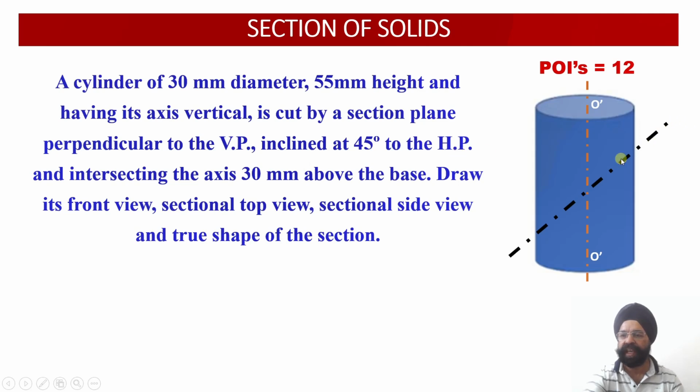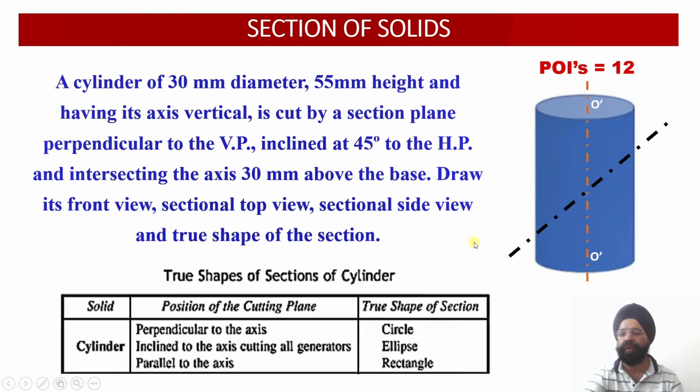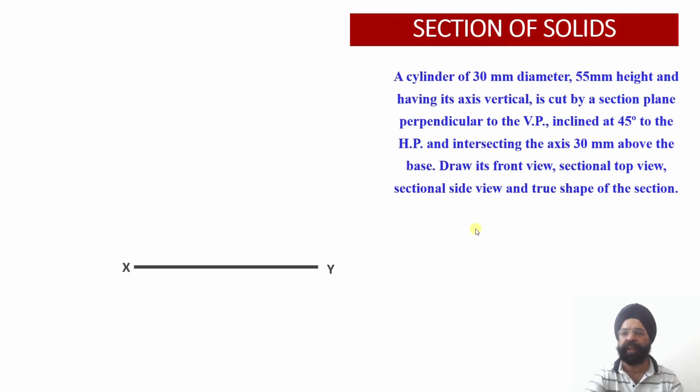So this is an AIP perpendicular to VP and inclined to HP at an angle of 45 degree, and it is intersecting the axis 30 millimeter above the base. So from here you move 30 millimeter upward, so this distance will be 25 millimeter and this distance will be 30 millimeter, right? So let us see how we can go about working out the projections of this particular solid.